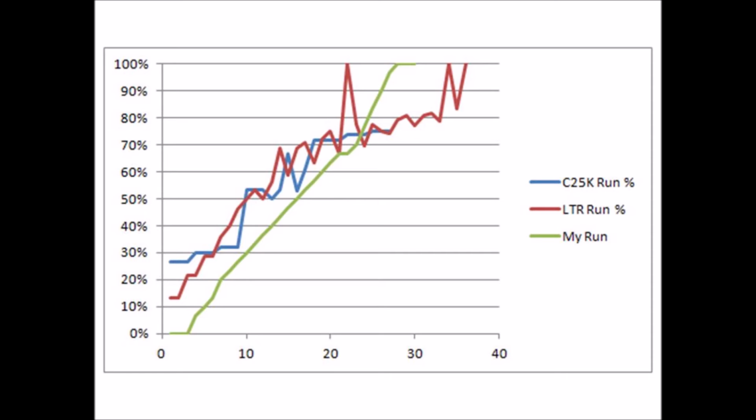The other thing you might notice is that the Couch to 5K only ever gets up to about 75% of the exercise time spent running. And that's because even when you're running for 30 minutes, the Couch to 5K has a 5-minute warm-up walk and a 5-minute cool-down walk as part of its time. And so that's why it never hits the 100% mark. Whereas the Learn to Run, unfortunately, just throws you into running without any sort of warm-up or cool-down. And if you do choose to do that, it's technically not part of the program.